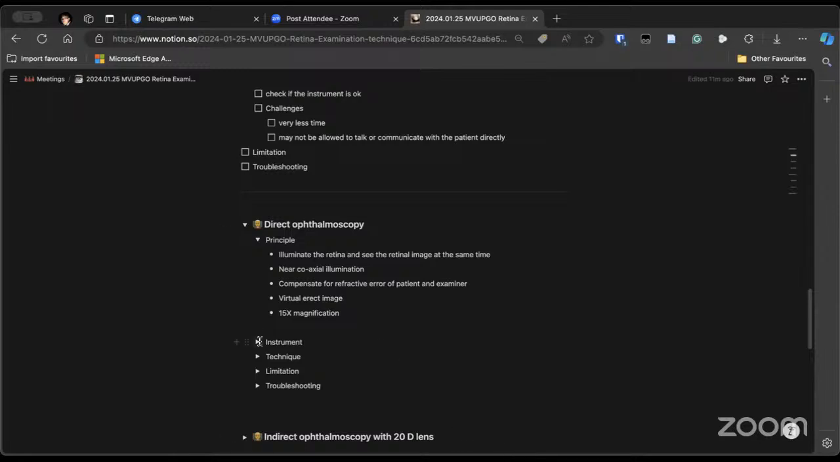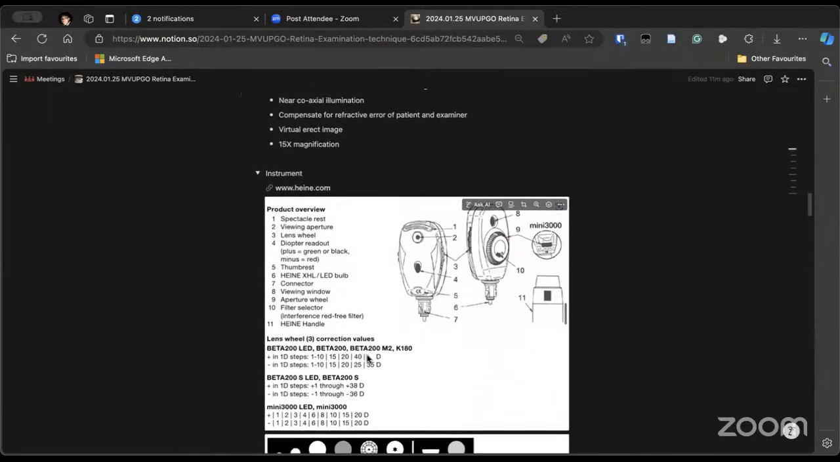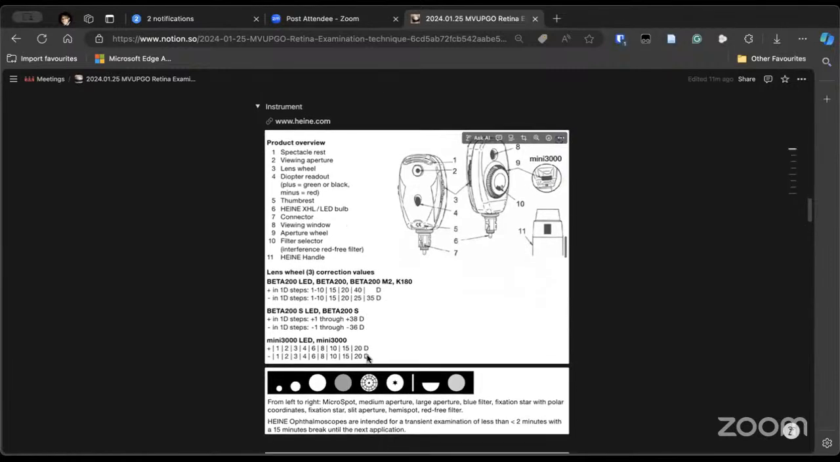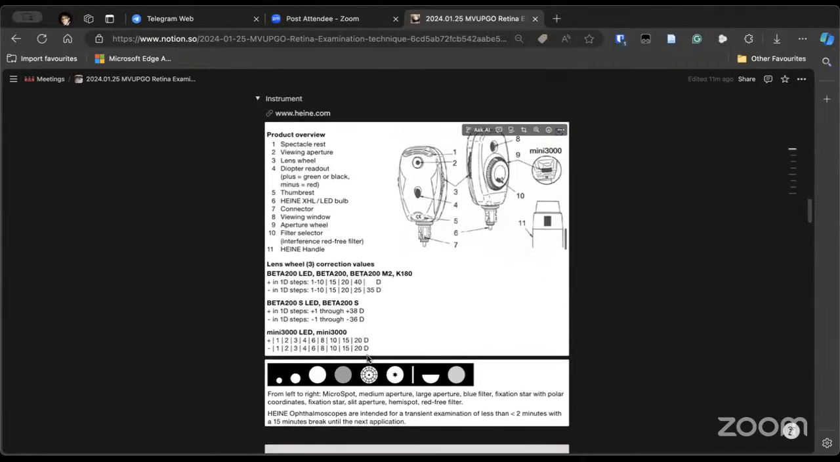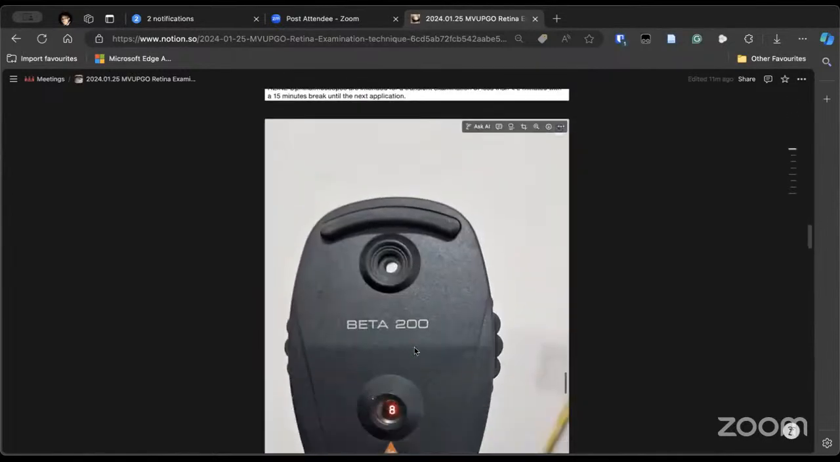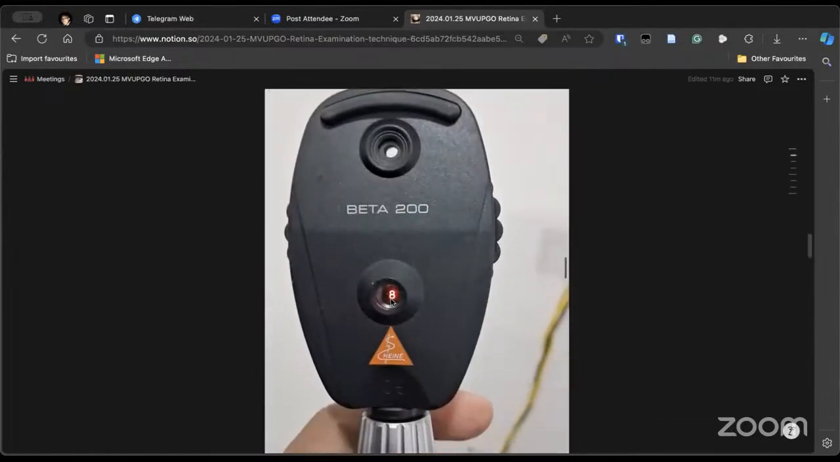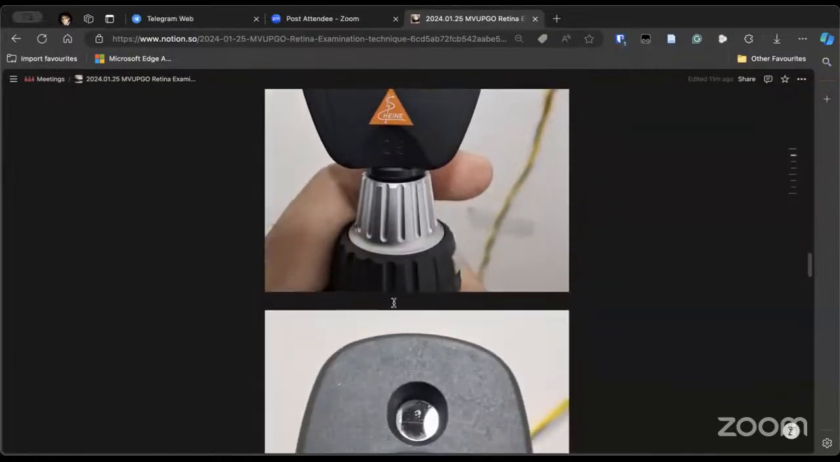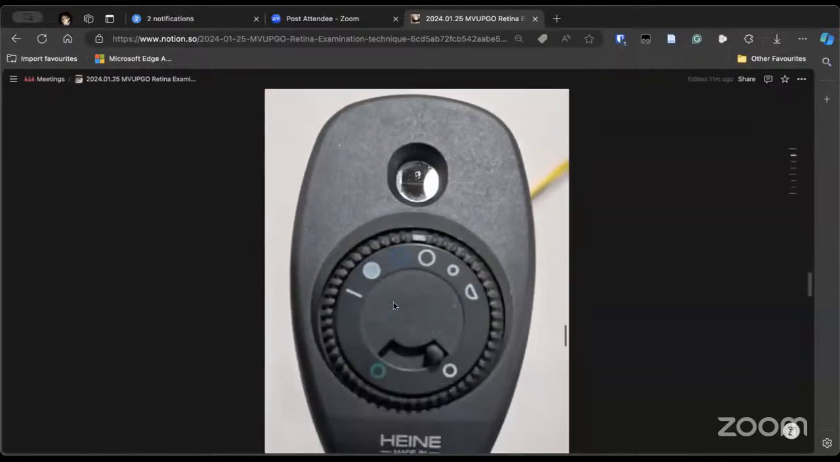So what is the instrument? This is the instrument. All of us have seen this, so I will not go into the details. There are multiple spots. And this red, what should this red number mean? Any candidate? It means minus lenses. Yes, when you start, you keep it at 0.